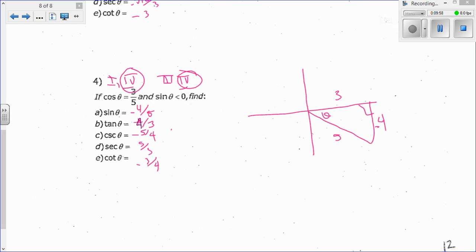Cosecant is 5 over negative 4, so it's a negative 5/4. Secant is hypotenuse over adjacent, so it would be 5/3. And cotangent is adjacent over opposite, so it's negative 3/4.